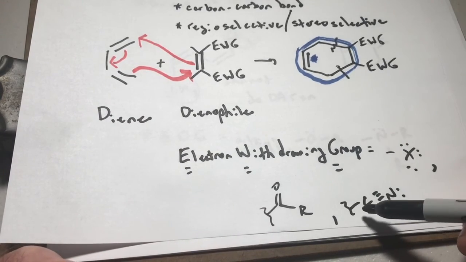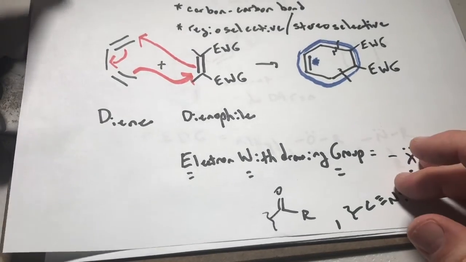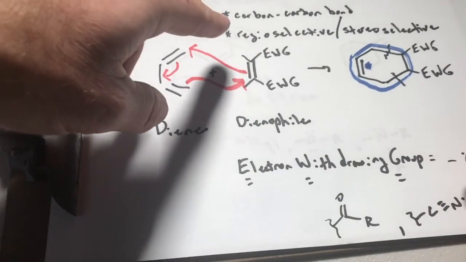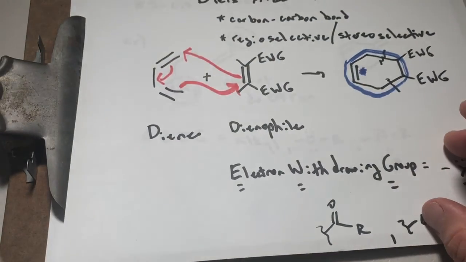When we get to the next video lecture, you'll be seeing quite a bit more about this. So that's just a real brief introduction to Diels-Alder reactions. We're going to be talking the next time around about stereoselectivity and regioselectivity in these reactions.